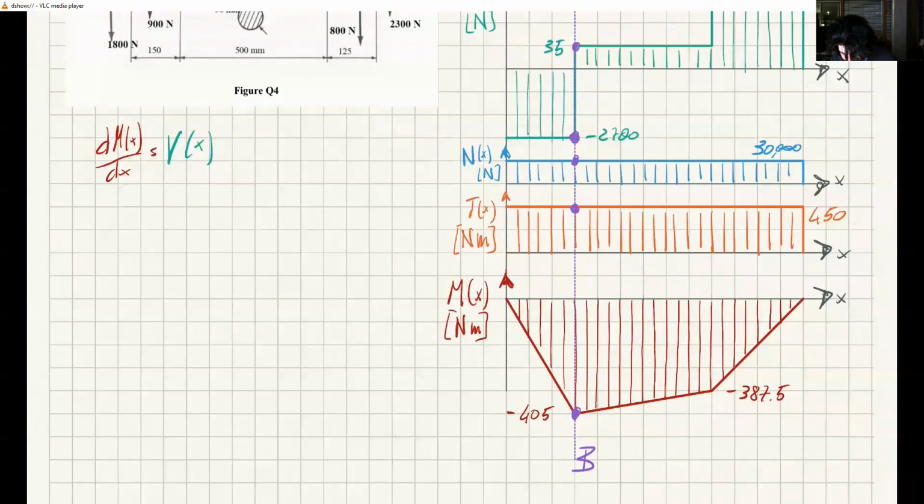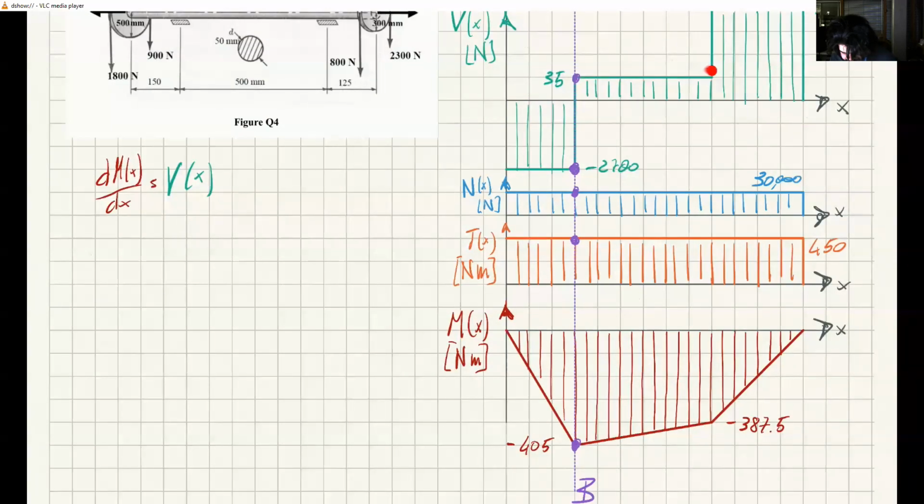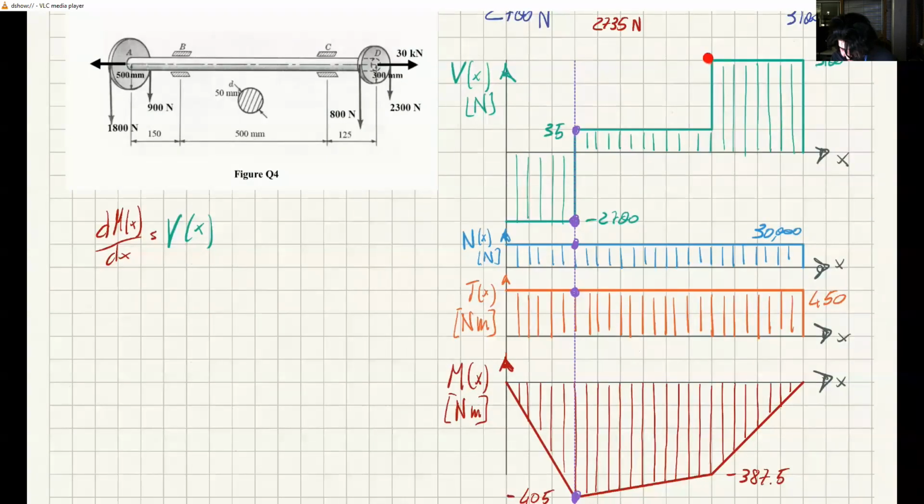So negative slope means I'm reaching this much, which if you do the calculations is minus 405 Newton meters. Then I have a tiny, tiny positive slope here, almost horizontal, from here to here. So we get 387.5 if you do the calculations. And finally, we have this positive slope, very large, that must end up at 0 at the end of the beam.